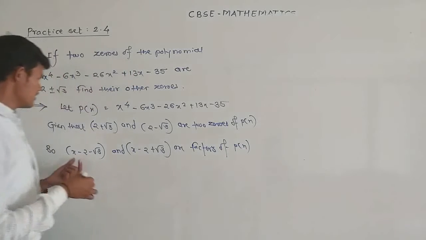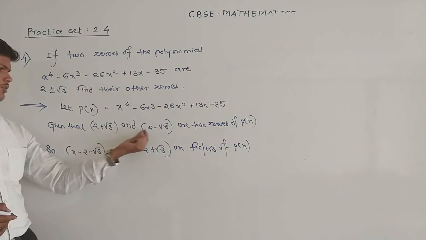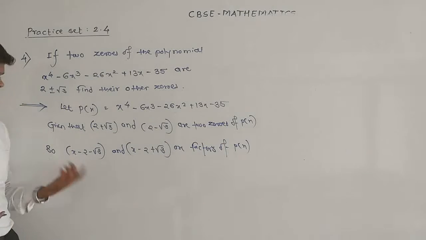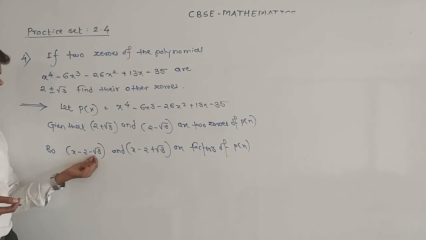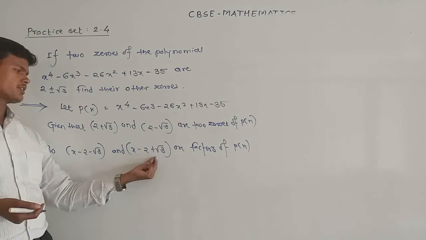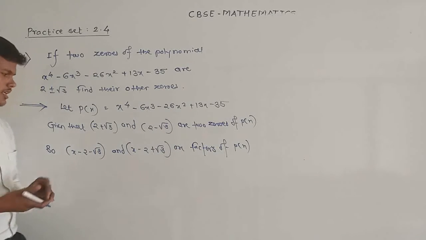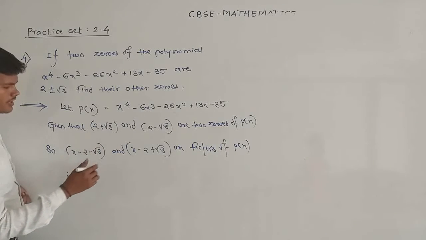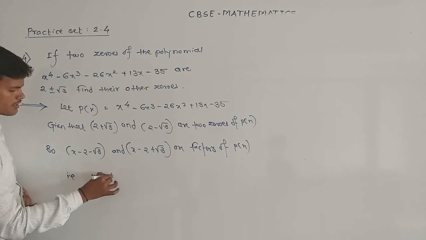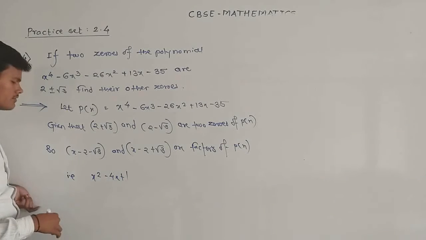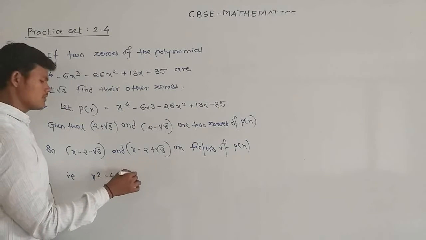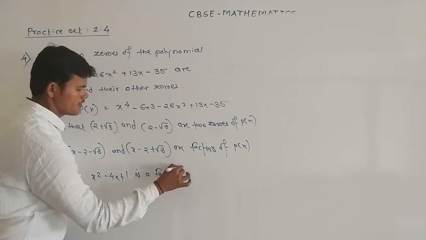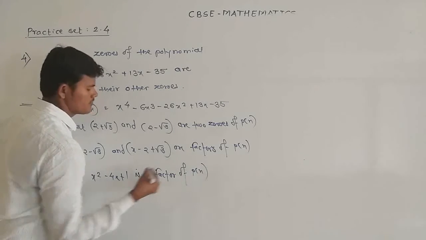If 2 plus under root 3 and 2 minus under root 3 are the zeros of the polynomial p of x, that means x minus 2 minus under root 3 and x minus 2 plus under root 3 are the factors of p of x. After multiplying them we get x square minus 4x plus 1 is a factor of p of x.